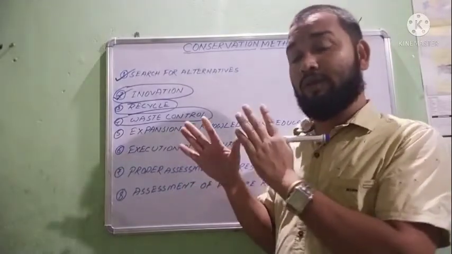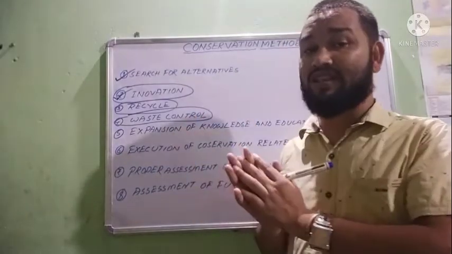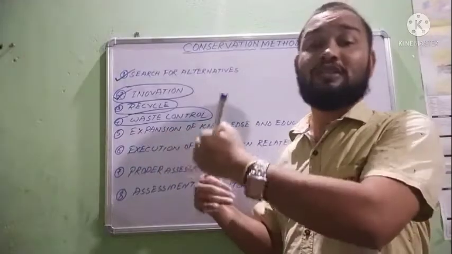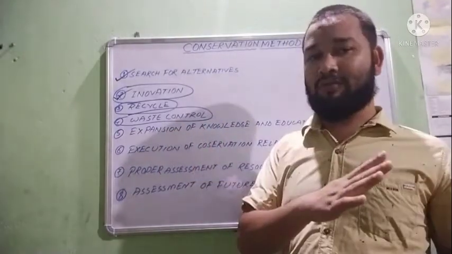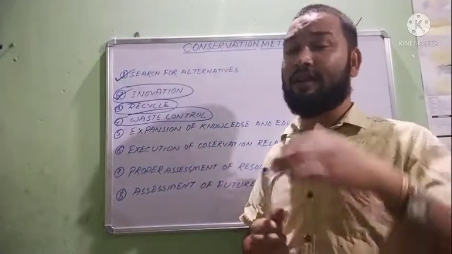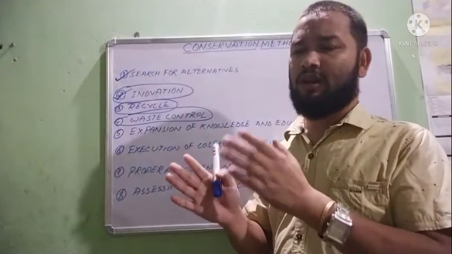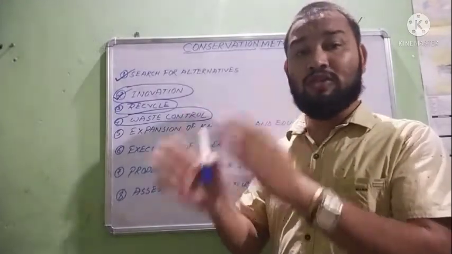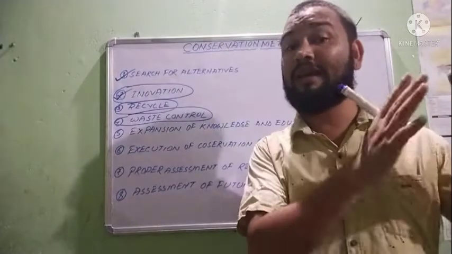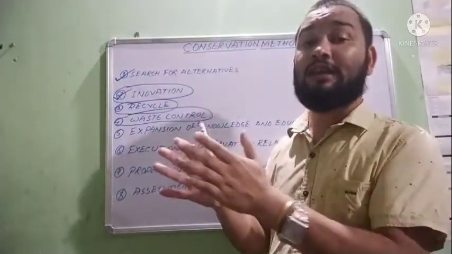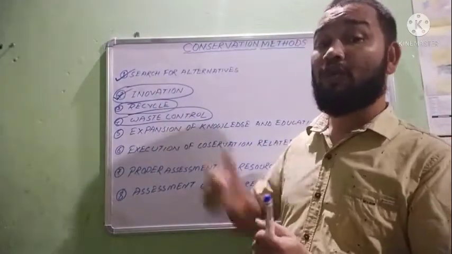We should minimize the wastage, as well as we should use this waste material for another purpose, for another industry. Like in the paper industry, we are wasting some amount of bamboo. We can use this bamboo for another purpose, for making other substances. Also, we can reduce the waste. This is called waste control.